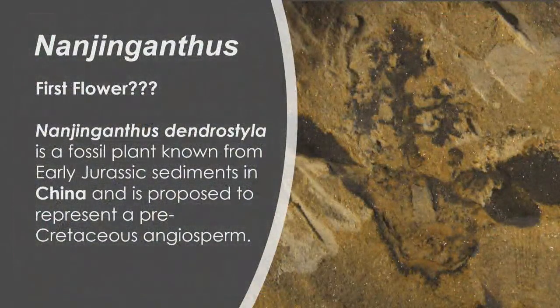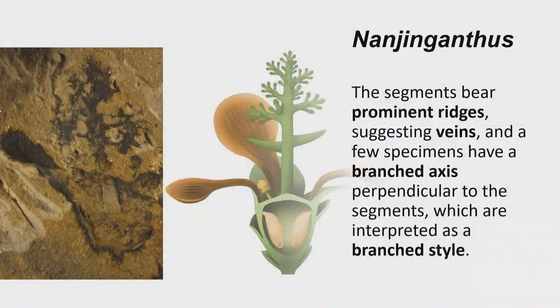So then we have Nanjinganthus, which is, is it the first flower? It's kind of debated, maybe. It's a fossil plant known from the early Jurassic sediments in China. Some will say that the molecular clock for a lot of our first flowers goes all the way back much earlier than the Jurassic. But as far as our fossil specimens, maybe this is the first fossil specimen we have of a flower, proposed to represent a pre-Cretaceous angiosperm. Angiosperms are those flowering plants.